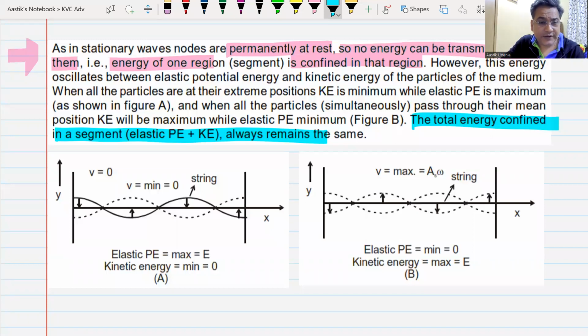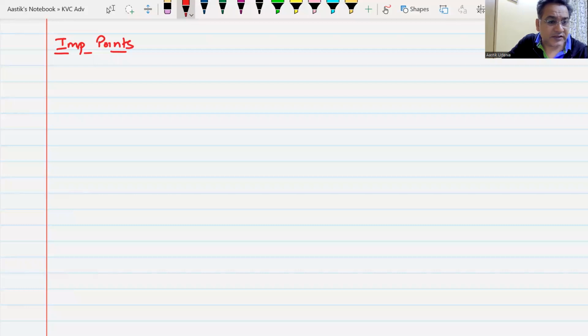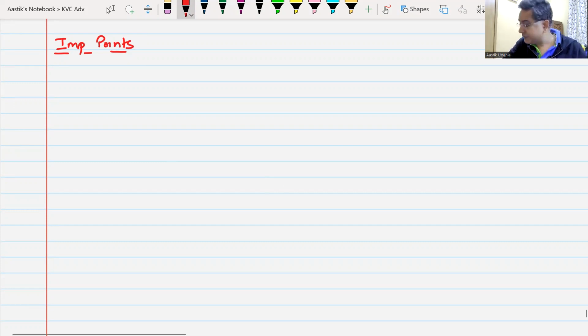Okay, whatever we have understood about stationary waves, let us now note them down as important points and we will try to sum up everything in these important points. If you understand stationary waves like this, well, we are done. What is the first thing that you must understand about a stationary wave? A stationary wave is produced in a bounded medium. The medium must be bounded. If it is not a bounded medium, stationary waves cannot be produced.